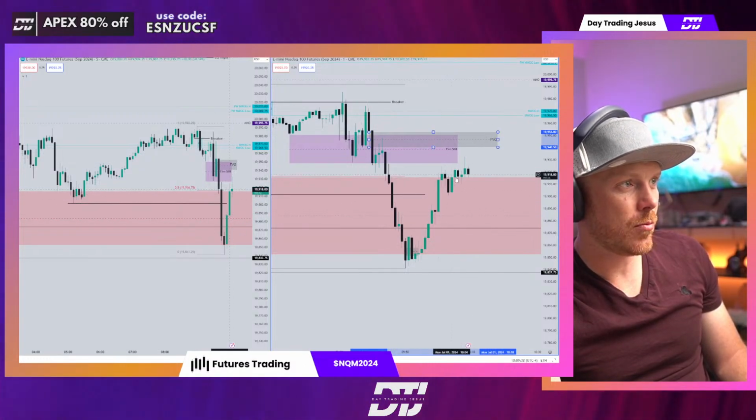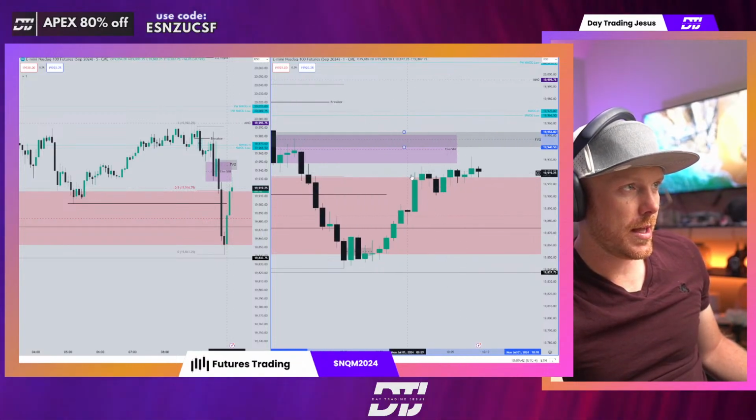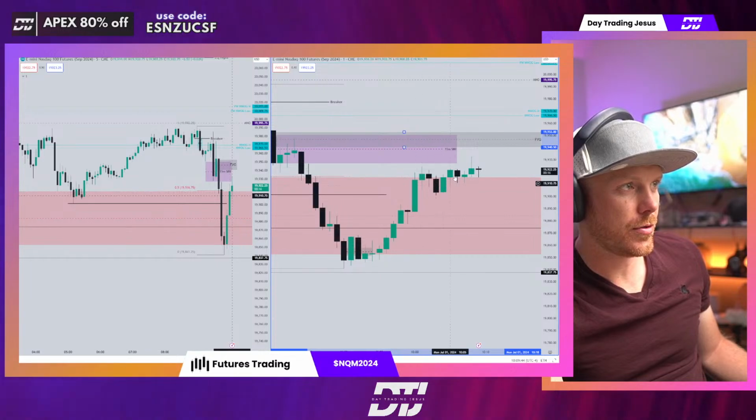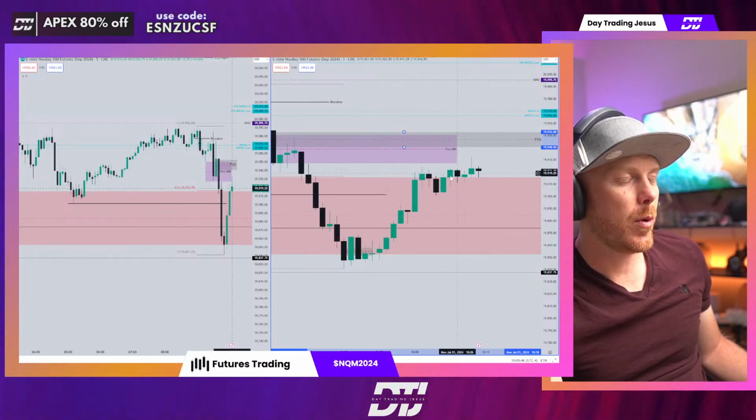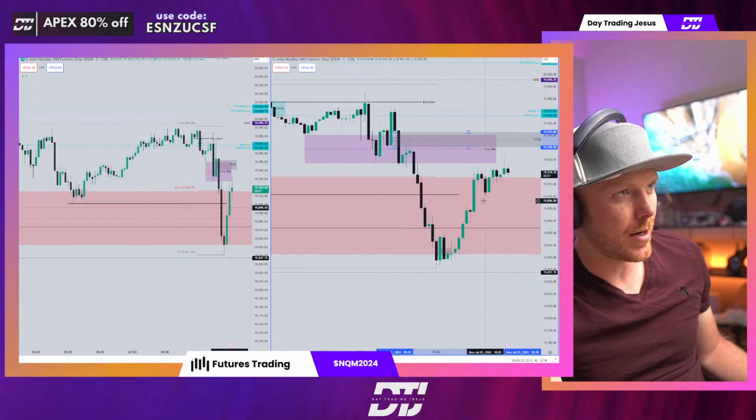And as you can see, right after news, we have gotten nothing. Look at this. Look at that. It's just sideways right after news. This is why we wait. Price action, unfortunately, was better before news. News right now is just sideways.